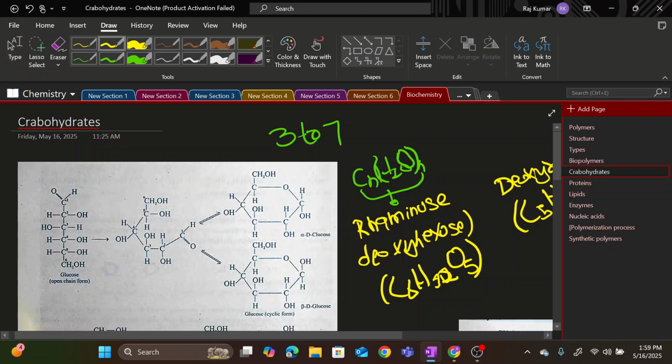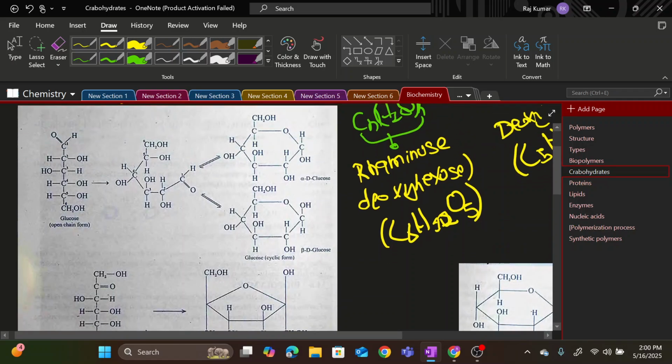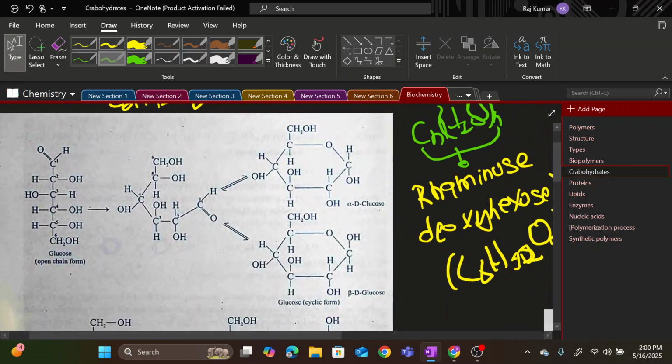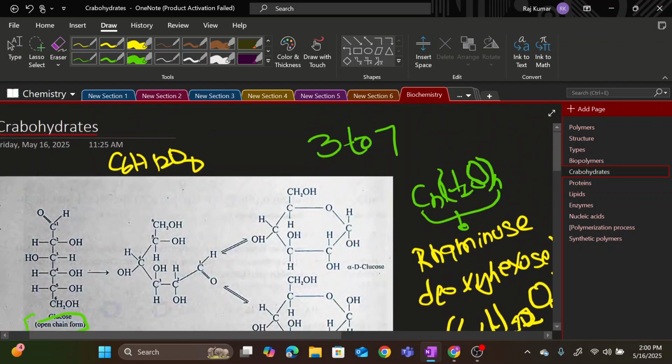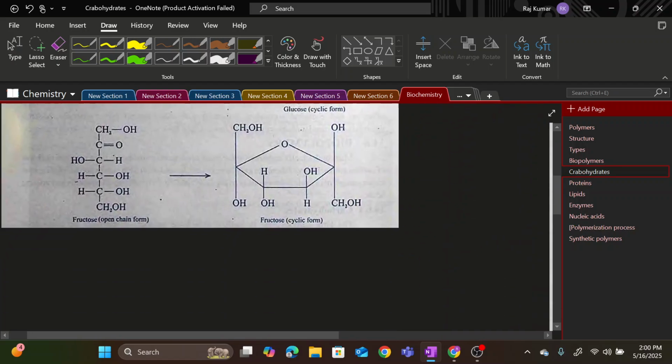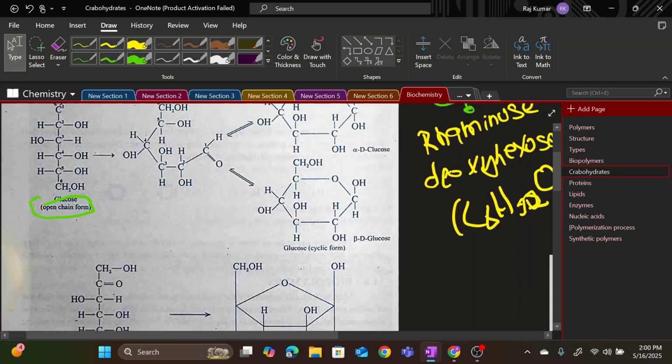When you talk about the monosaccharides, we have the general formula C6H12O6, but the structure varies. The structural formulas vary, but all of them are isomers. First, we have glucose. Another important fact is that monosaccharides can exist in open chain as well as in cyclic chain form.